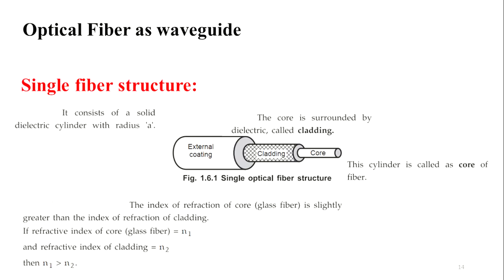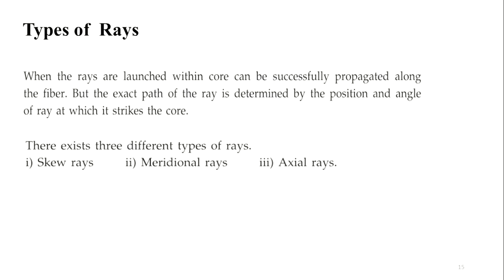So first we'll see the fiber structure. Similar to a coaxial cable, here also we have two conductors. One is the core, the other one is the cladding. The core is the inner conductor and the cladding is the outer conductor. Through the core only, the light will be propagating through the fiber. The refractive index of the core is taken as N1 and the refractive index of the cladding is taken as N2. The condition required is N1 always greater than N2, that is, the refractive index of the core is greater than the refractive index of the cladding.